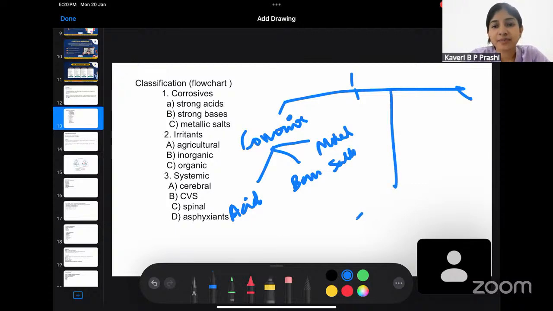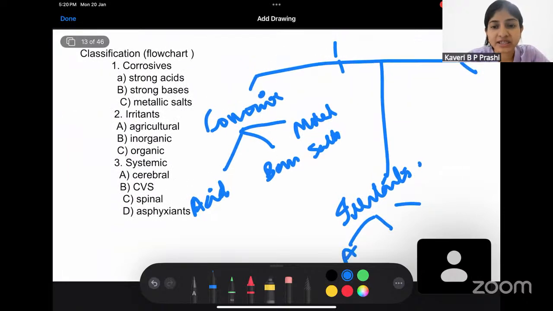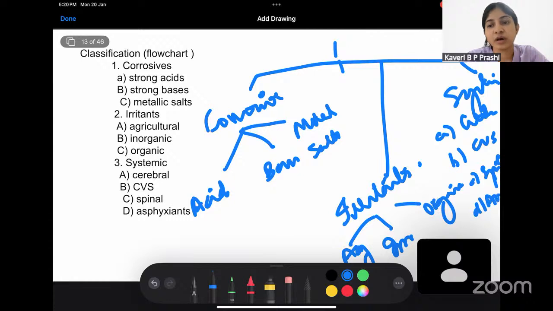Next, you have something called irritants. Under irritants, you have again three types. What are the three types under irritants? You have agricultural irritants, inorganic irritants, and organic irritants. Then you have systemic. When you come to systemic poisoning, you have different systems. Number one will be cerebral. Next you have CVS. Then you have spinal. Next you have asphyxiant. So this is what you have to understand.